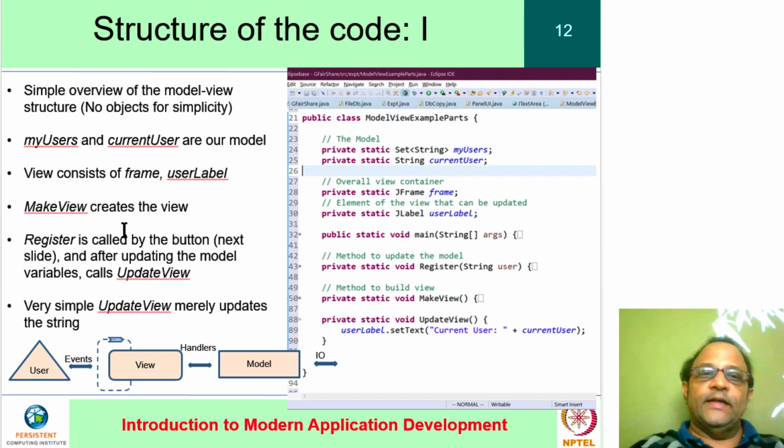MakeView is the method that lays out the structure of the view and makes it ready for presentation to the user. When the user does something, it is components created in makeView that will receive the event, and in turn they trigger the method register, which goes and changes the model. And register in turn triggers update view, which then goes and updates the element. As you can see, update here is pretty simple. It just says user label.set text and change the current user to whatever the user now is supposed to be.